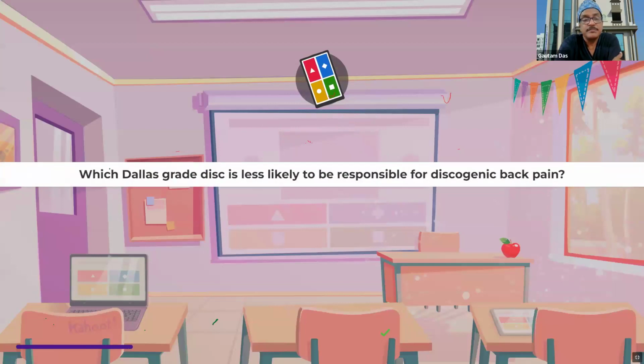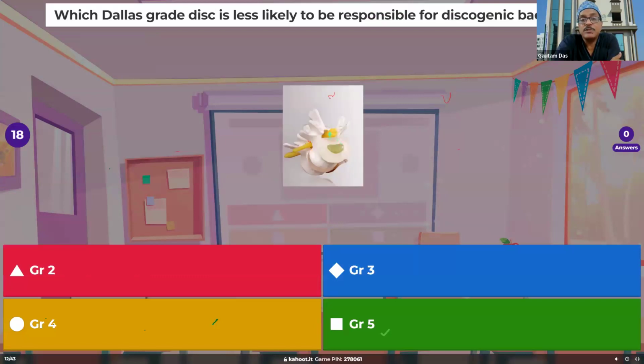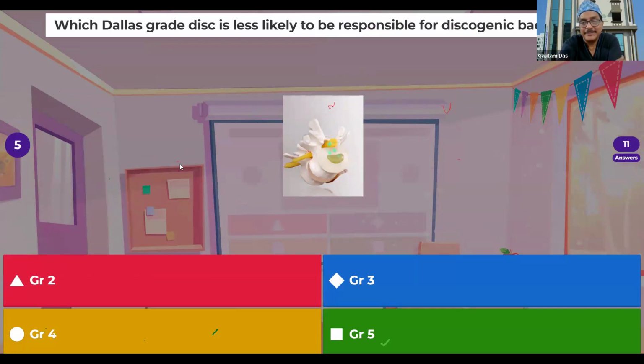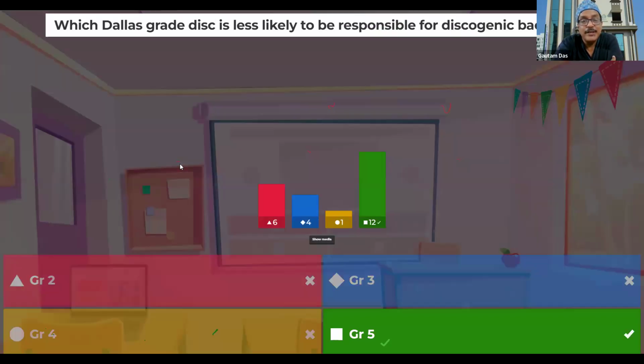Now a quiz. Please answer this quiz. Which Dallas grade disc is likely to be responsible for discogenic back pain? Which grade? Grade 1, 2, 3, 4, 5? Which one? I'll be answering why, but first let me see what you are thinking.